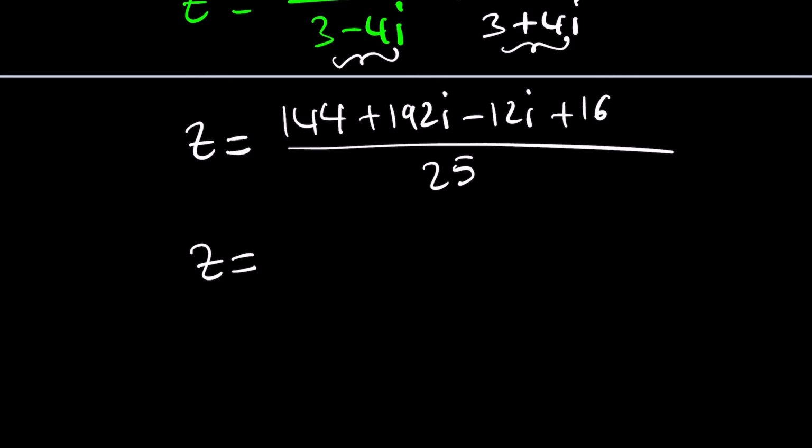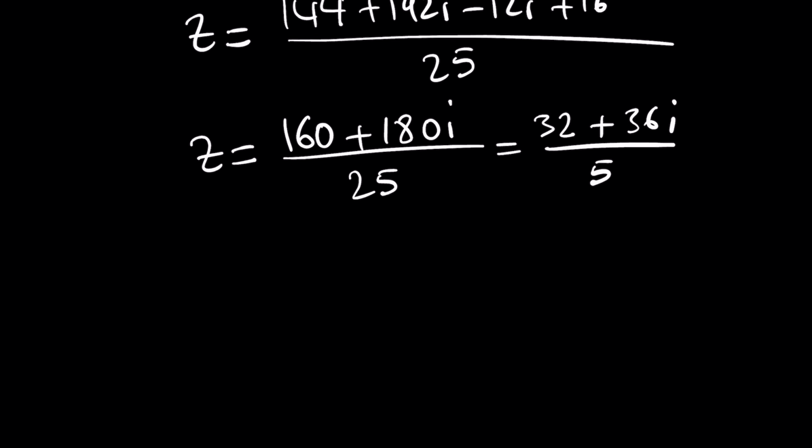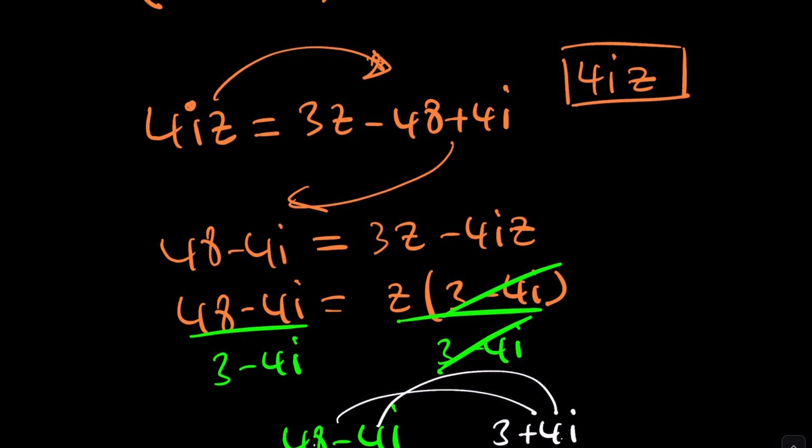This is going to give us something good, hopefully. This will give me 160. And these two will give me plus 180i. And all of that is divided by 25. We can divide both sides by 5. I mean the top and the bottom, I meant. Numerator and the denominator. If you divide by 5, you get 32. This will give you 36i divided by 5. So if my calculations are correct, this should be the answer for z, right? Okay, hopefully. I don't know if it's correct, right? You're going to check that for me, won't you?